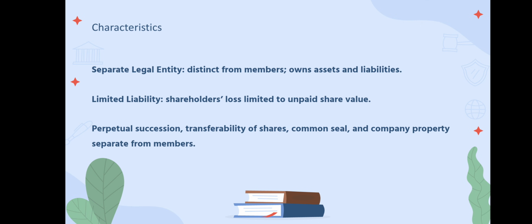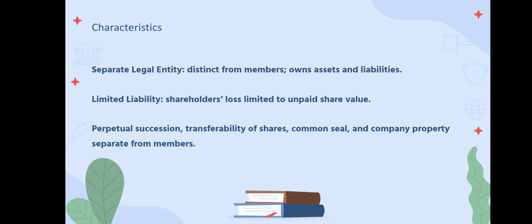The next one is characteristics of a company. The first characteristic of a company is separate legal entity. A company has its own legal identity separate from its shareholders. For example, Mr. X owns shares in ABC Limited. If the company takes a loan, Mr. X is not personally responsible for that loan. Then the second characteristic is limited liability. That means shareholders are responsible only up to the amount of shares they hold. For example, a person buys shares worth rupees 10,000, so the loss is limited to rupees 10,000.